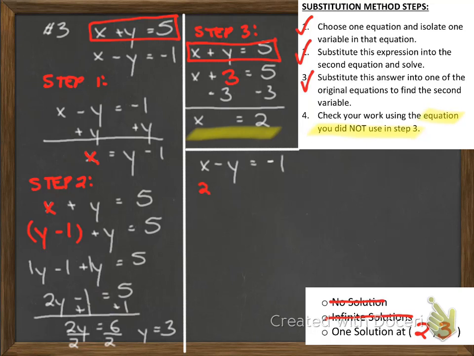And we said that x is equal to 2, and we said that y is equal to 3. So let's test and see if that is in fact true. So we have 2 minus 3, that's negative 1. So we get negative 1 is equal to negative 1. So sure enough, that is the correct answer.